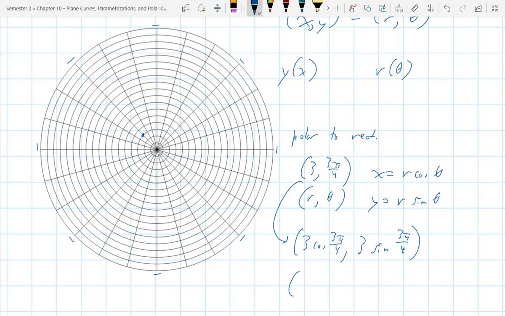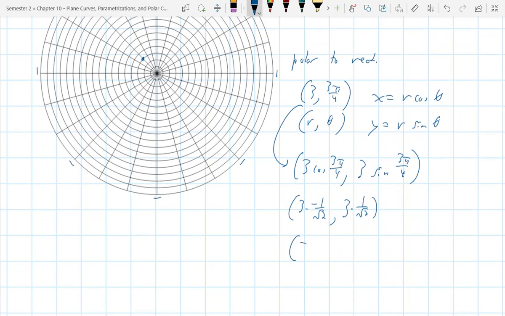But its rectangular location would be 3 times the cosine of that, which is negative 1 over root 2, and the sine of it is 1 over root 2. And obviously we're fine leaving it as negative 3 over root 2, 3 over root 2. So that's polar to rectangular. It is by far the easier of the two. Did you just pick a random circle? No, that's actually 3 out. It's 3 out from the middle.